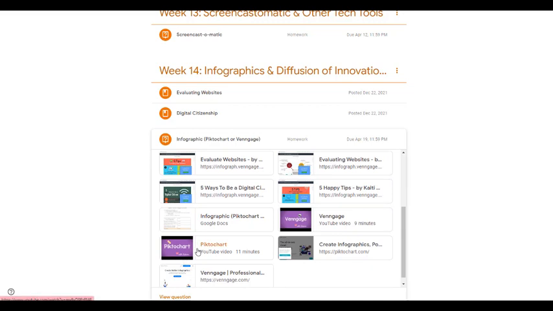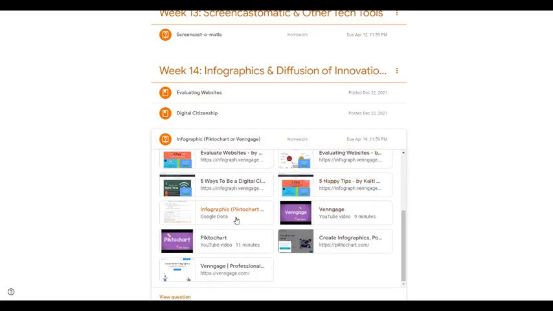So here's a video of how to use Piktochart. Here's a video of how to use Venngage. So pick which one you want, and you will create your infographic. Here are also some examples of infographics that other people have created in prior semesters. Just make sure that you are not just copying theirs and that you're just using them for inspiration.